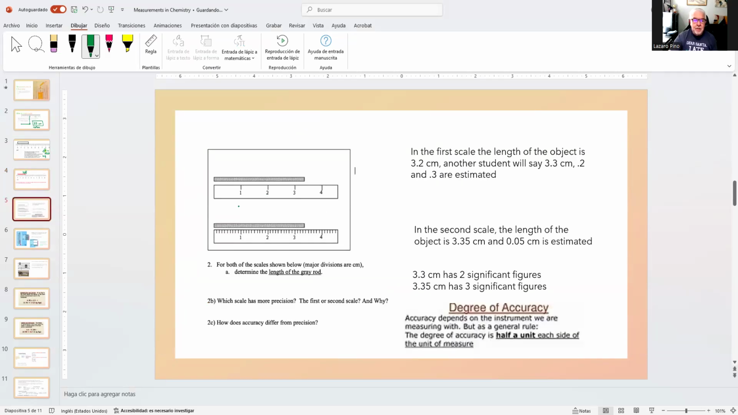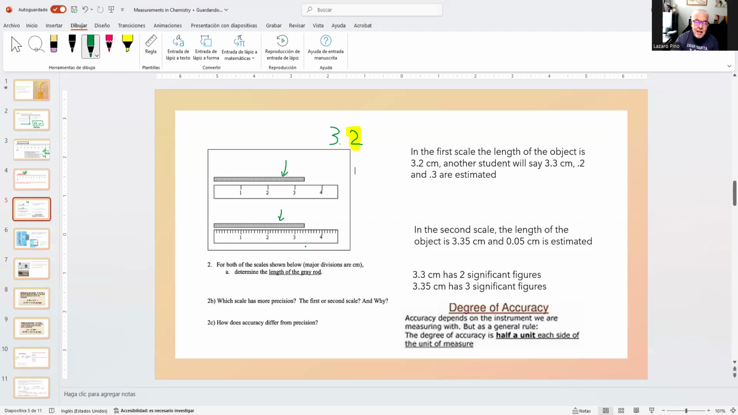Here you have two more examples. Here you can see that even though we are talking about the same object, the answer of the measurement will be different. Here you can estimate between 3 and 4, and then you are certain that your measurement is 3. Then what are you going to estimate? Well, here I can say, for example, 3.2. And this part of the measurement is the one that you are estimating.